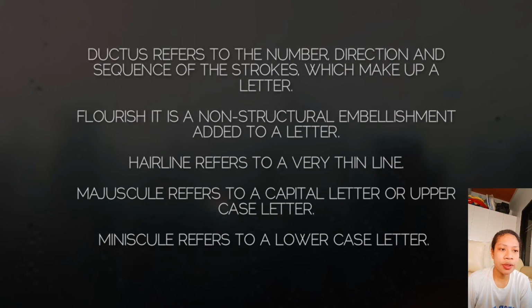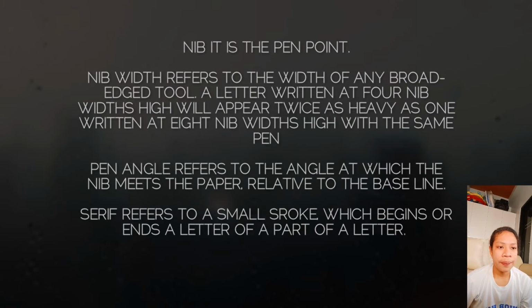Ductus refers to the number, direction, and sequence of the strokes which make up a letter. Flourish, it is a non-structural embellishment added to a letter. Hairline refers to a very thin line. Majuscule refers to a capital letter or uppercase letter. Minuscule refers to a lowercase letter. Nib is the pen point. Nib width refers to the width of any broad-edged tool.